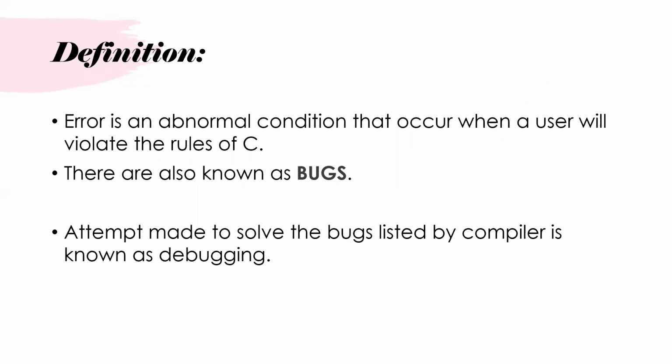In general, if we are not able to understand what the other person is saying, then we can't respond, right? Similarly, if the compiler does not understand what we are saying to it, it simply throws an error. So, an error is an abnormal condition that occurs when a user violates the rules of C. These errors are also known as bugs. Debugging the errors means attempts made to solve the bugs listed by the compiler.